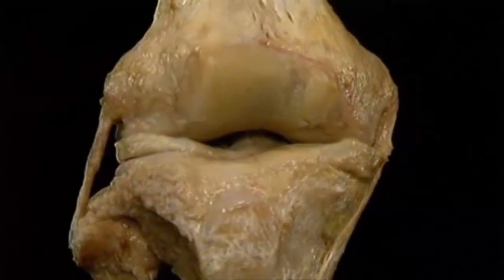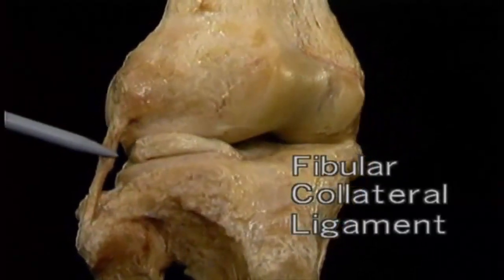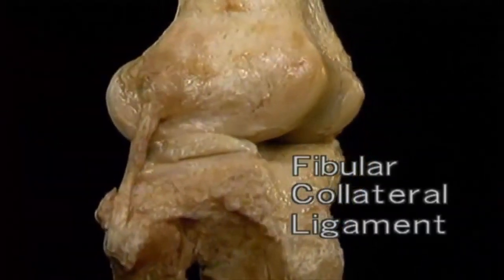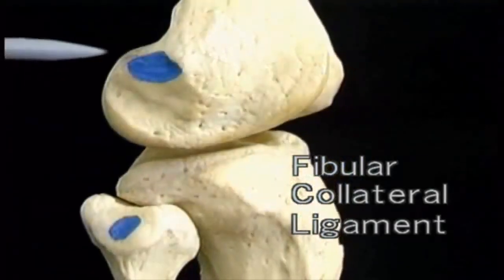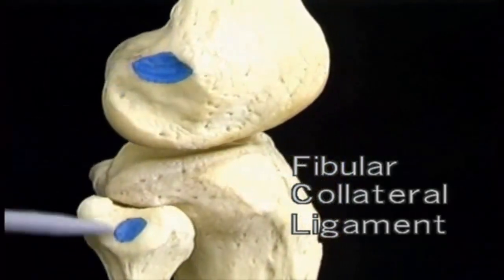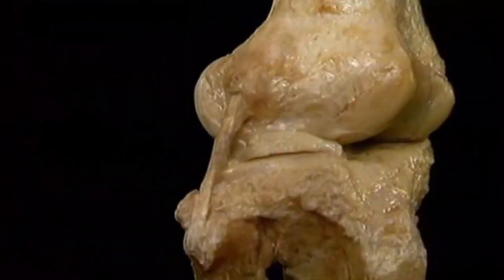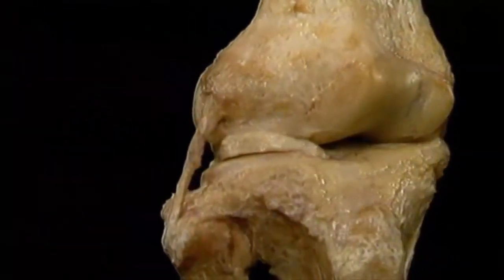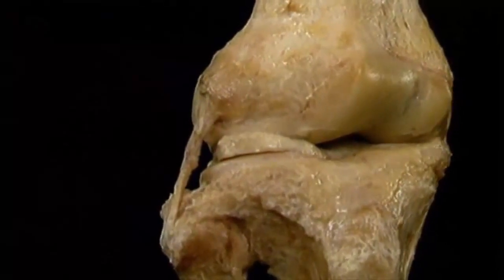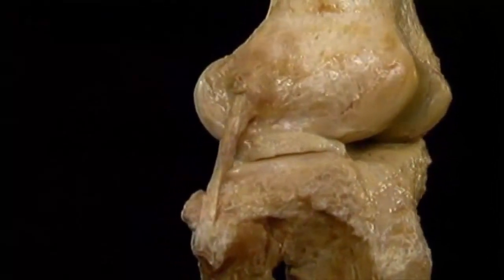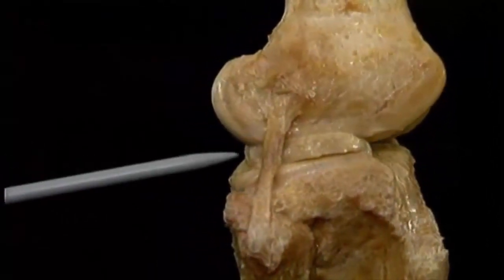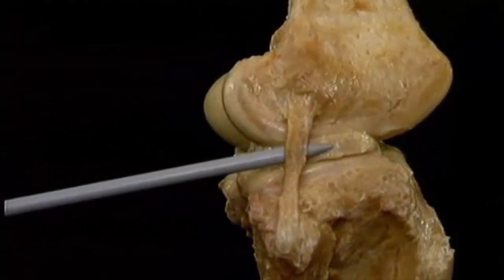Now let's look at the rather different fibular collateral ligament. It goes from the lateral epicondyle of the tibia to the head of the fibula. The fibular collateral ligament stands out from the side of the knee joint. Unlike its tibial counterpart, it doesn't blend with the joint capsule. It's not attached to the meniscus.